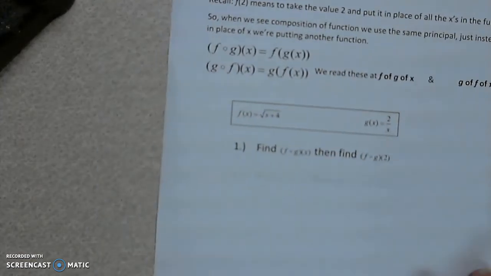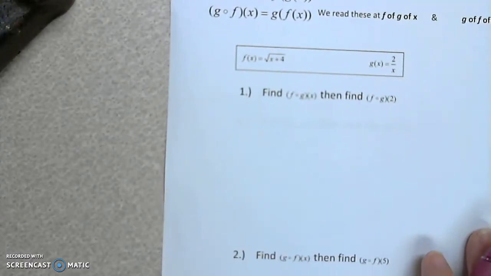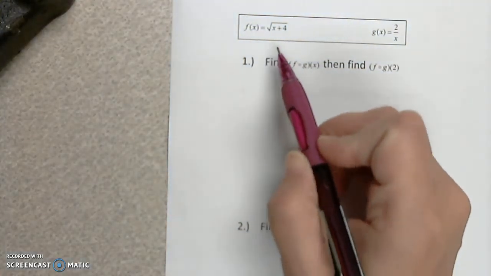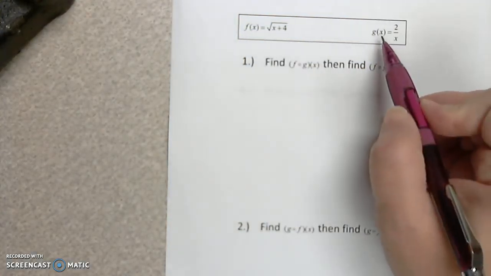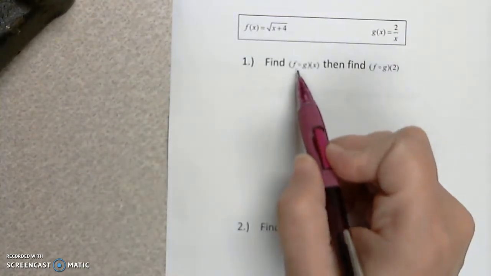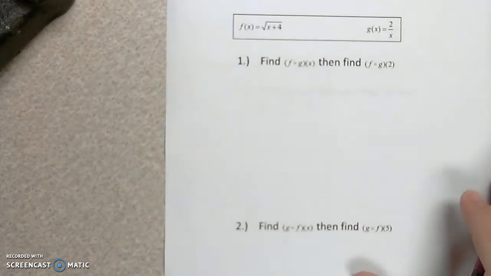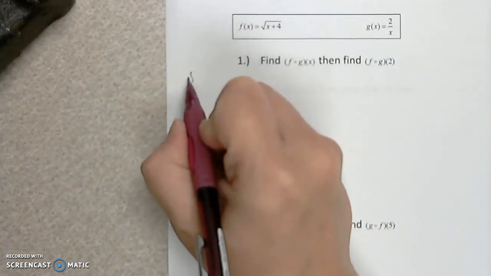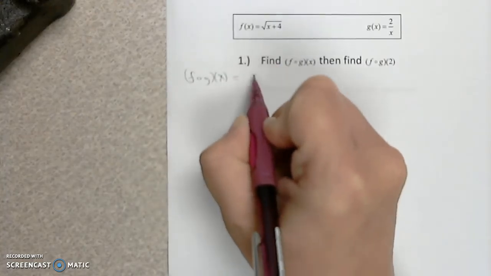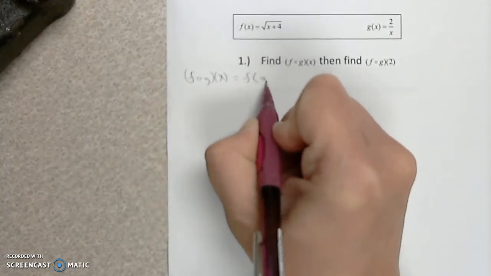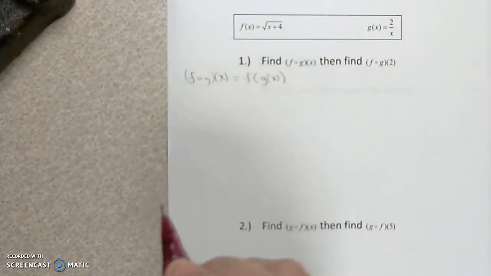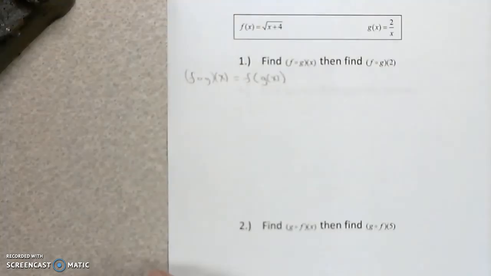Alright, so let's take a look and do a couple of compositions here. Let's say we have the function f of x is the square root of x plus 4, and the function g of x is 2 over x. What I want to find first is f of g of x. Remember, f composite g of x is the same thing as f of g of x. So instead of a number, I'm going to fill in a function in place of x.